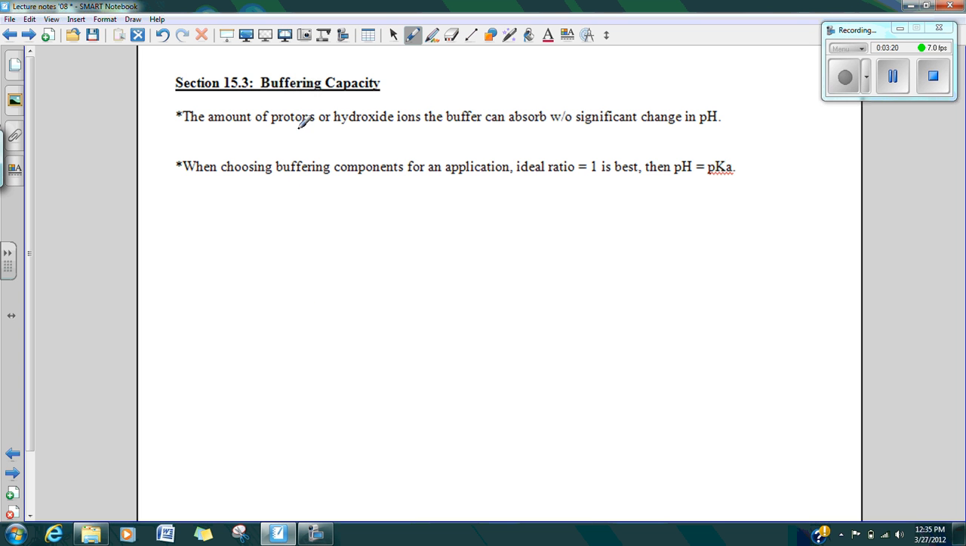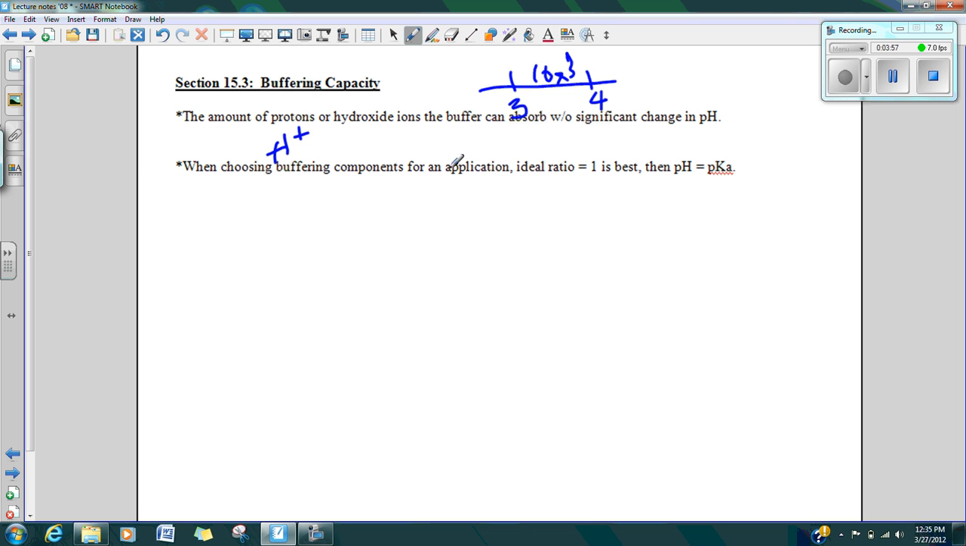It's the amount of protons or hydroxide ions. Remember, when we say protons, we are thinking of hydrogen ions, or hydroxide ions if we have a base. The buffer can absorb without significant change in pH. And remember, significant change is, it can't change by an entire number, because that's going to be a factor of 10. If you recall that if I have a pH of 4 and then I have a pH of 3, this 3 is 10 times stronger. That's not a great buffer. It has to stay within that range of a 4 in order for it to have the buffering capacity.